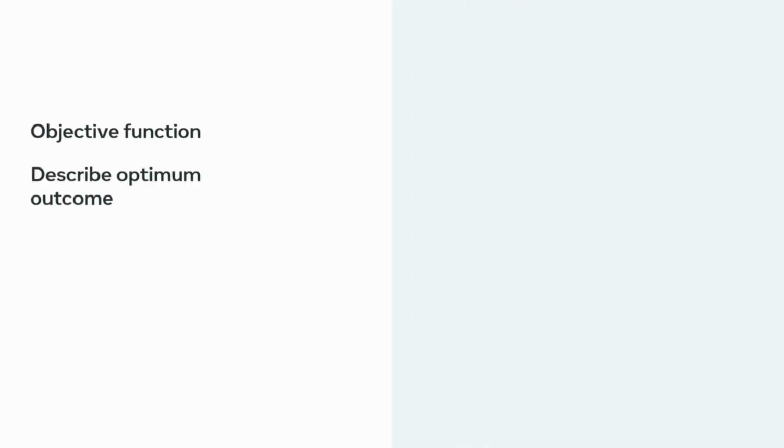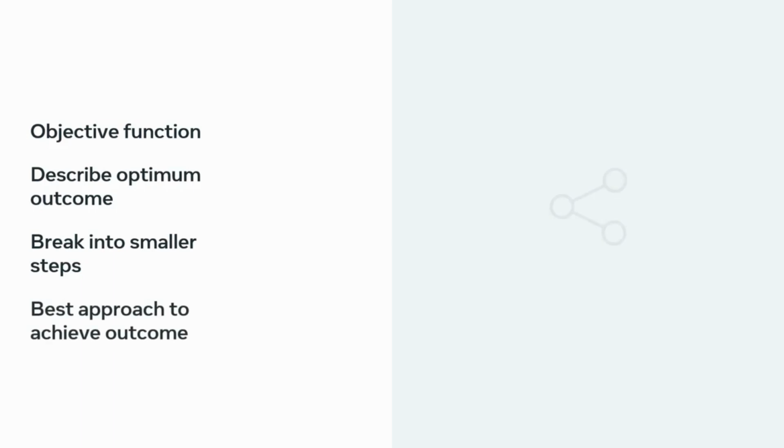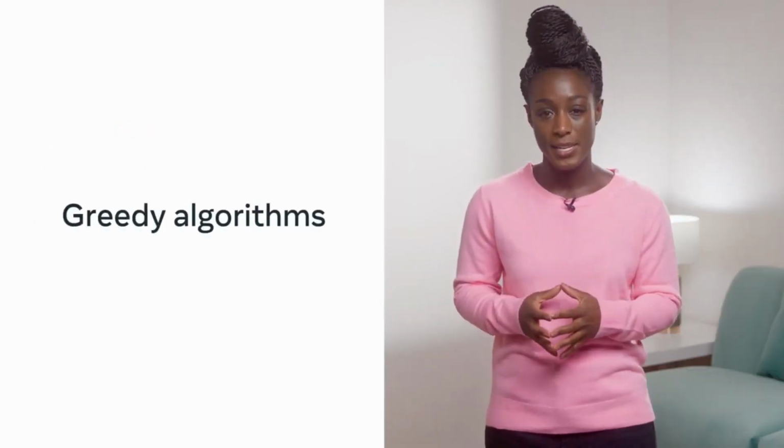You were then introduced to dynamic programming, which is a programming paradigm that promotes solving problems by breaking them into smaller problems. And you examined the process involved to compute a dynamic programming solution. Essentially, this can be outlined as first determining the objective function, that is the description of what the optimum outcome is to be. Next, breaking the problem into smaller steps and then deciding which approach you would like to apply to achieve your desired outcome.